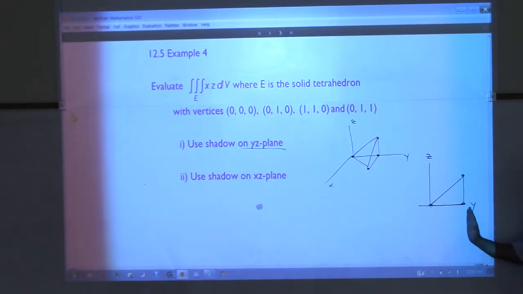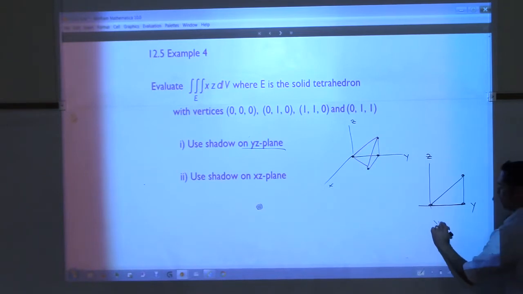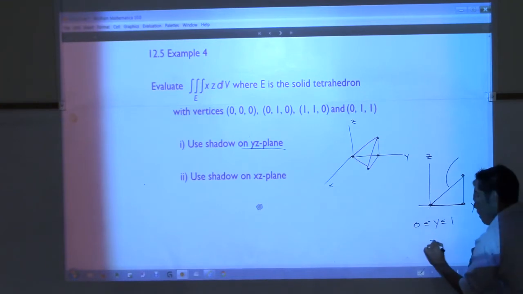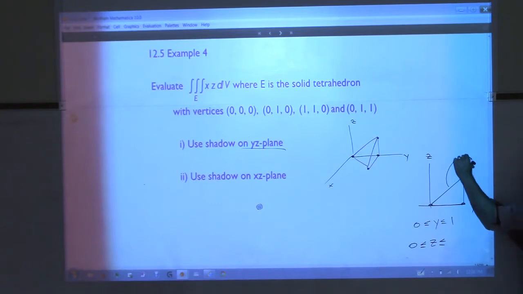What's stuck between constants? Y is between 0 and 1. And then my z's are between 0 and, hold on, 0 and this right here, which is z equals y. It's the identity function, but see, we're not using x and y, we're using y and z. So this is z equals y, so z goes between 0 and y. Does that make sense?